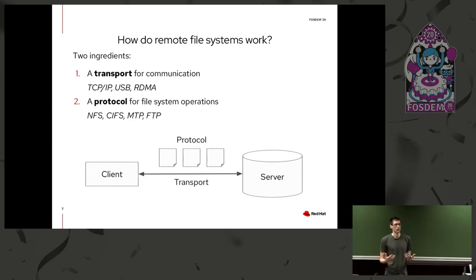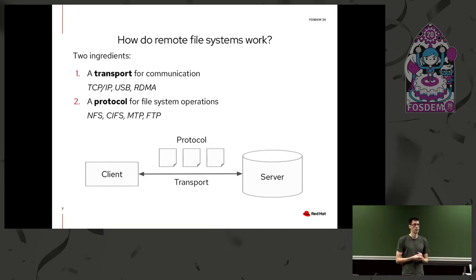And then the protocol is the vocabulary that the client has in order to express things it wants to do on the files. You can think of lots of examples for these transports, for example, TCP/IP, or maybe USB, or RDMA. They have different properties. Some of them are message passing, some of them have shared memory.